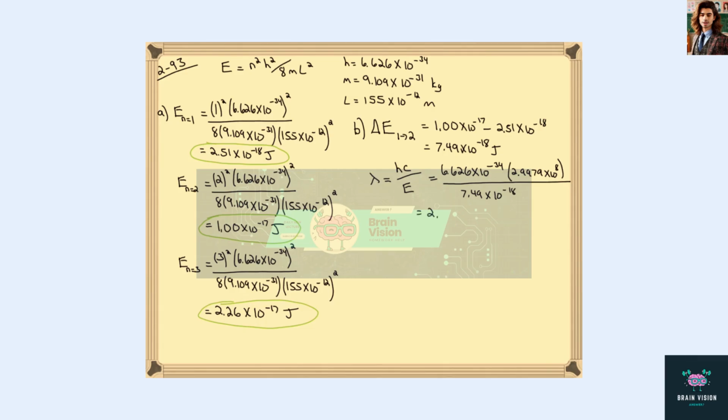7.49 times 10 to the negative 18, and we get 2.65 times 10 to the negative 8 meters, or 26.5 nanometers, which falls in the ultraviolet range.